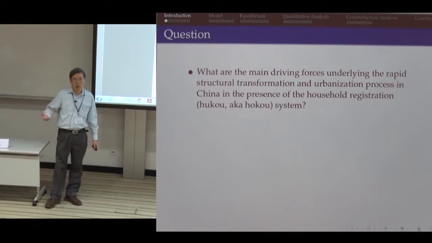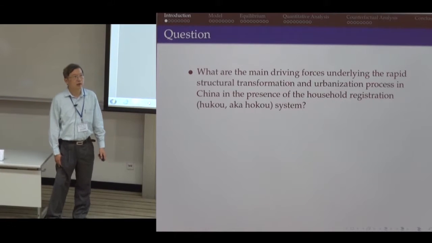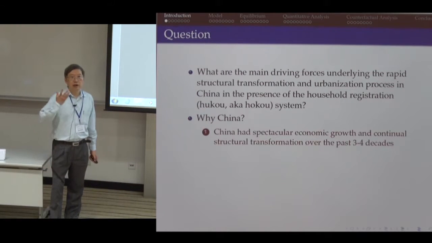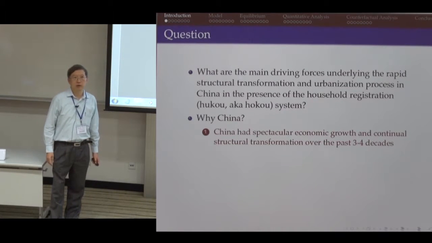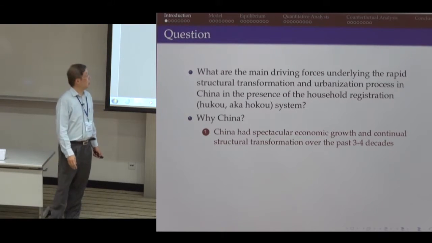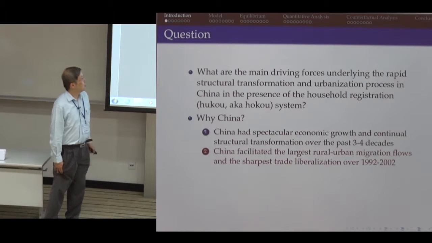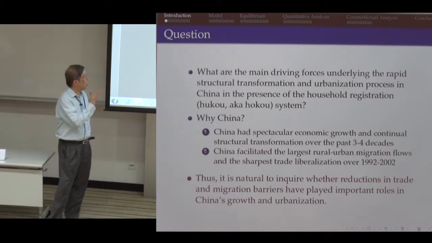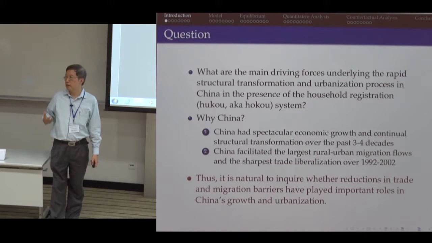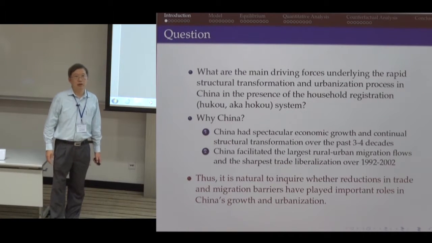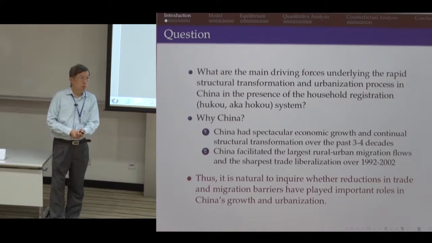We all know about the very rapid development in China, but the most interesting part is that China had a huge trade barrier, and also, because of the hukou system, a very big migration barrier. But somehow those two barriers have been reduced since the middle of the 1990s, faster than the official timeline of the WTO. Because of this environment, we want to understand how the reduction in trade and migration barriers may interact with important macro-level variables, such as urbanization and the speed of development. Those are the two key issues.